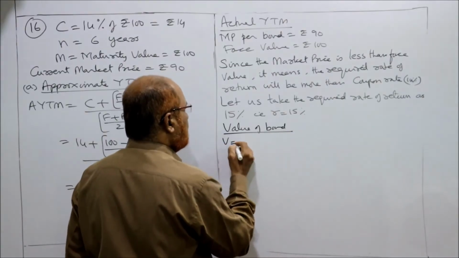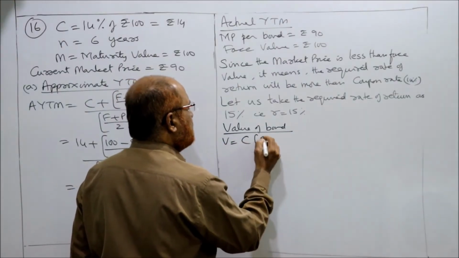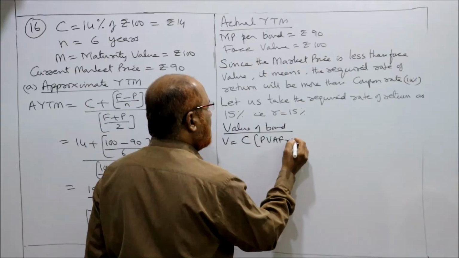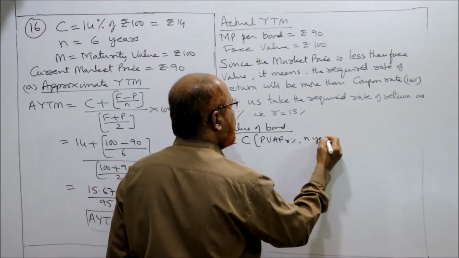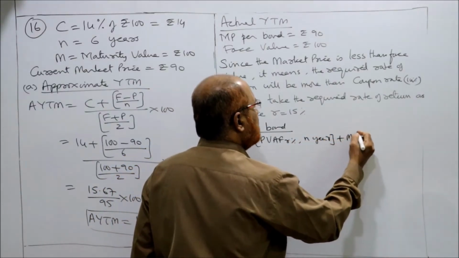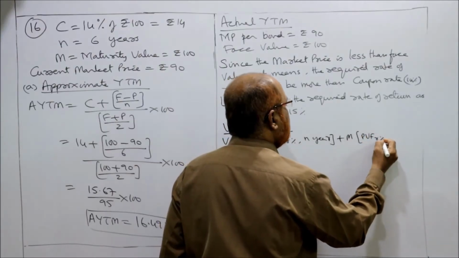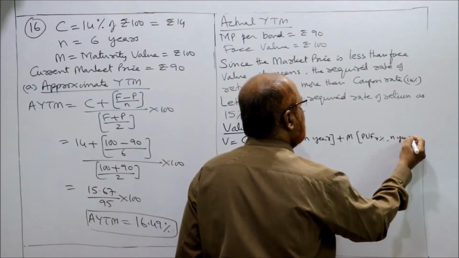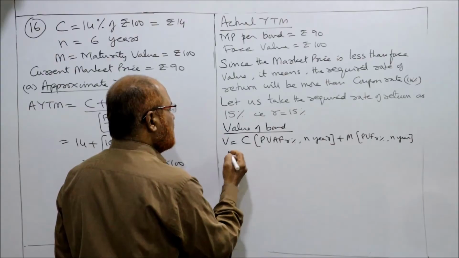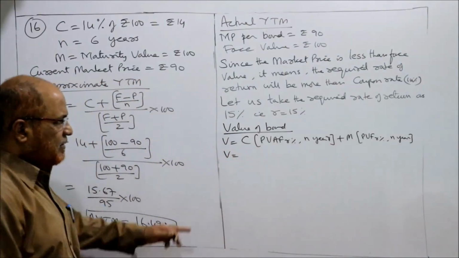V is equal to C into PVAF R% n years plus M into PVF R% n years. Same formula I am applying, which we have applied in the previous class, previous problems.